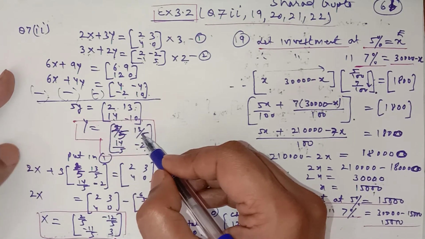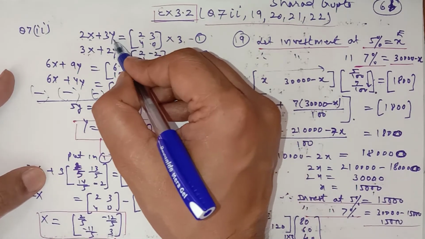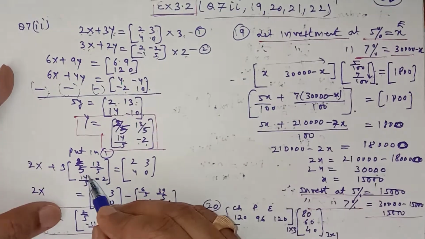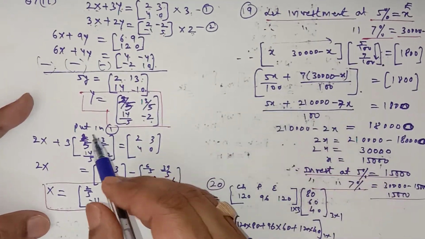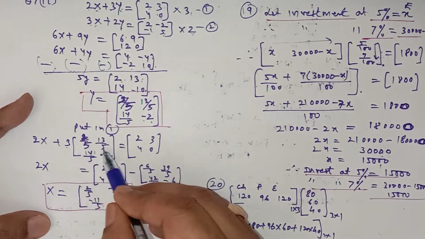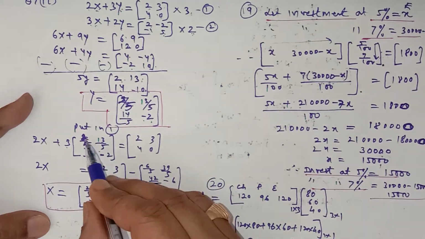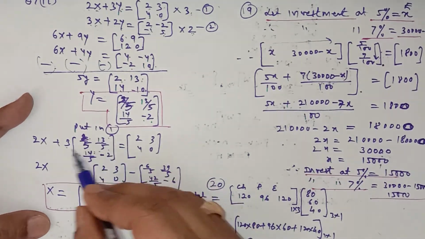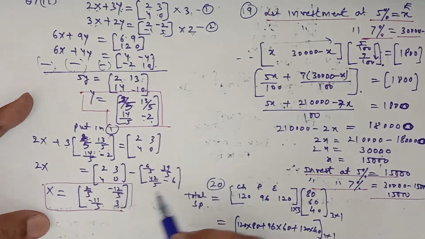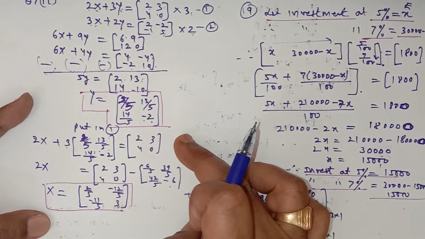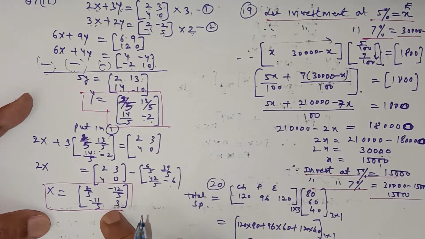Replace this matrix in either of the equations. I put it in the y. Here, 3 into matrix y. See this very carefully. Multiply all the elements of this matrix by 3, that is 6 upon 5, 39 upon 5, 42 upon 5, minus 6. Take it to the right hand side, so it will be subtracted here. Subtract these two, and you get the matrix x as here.